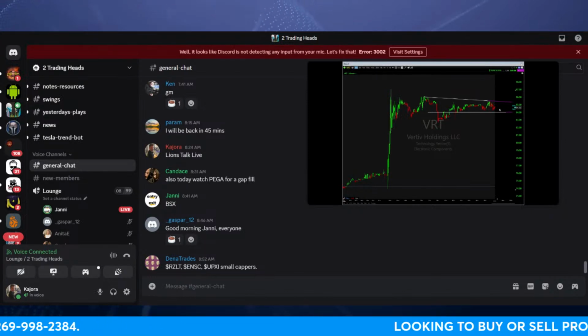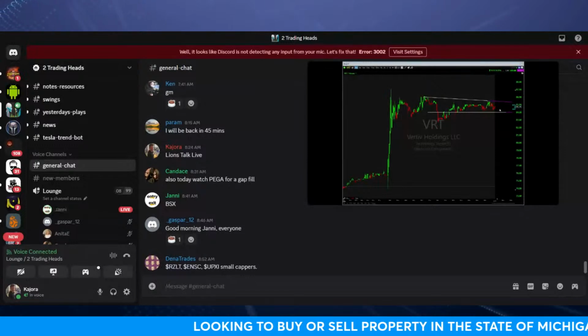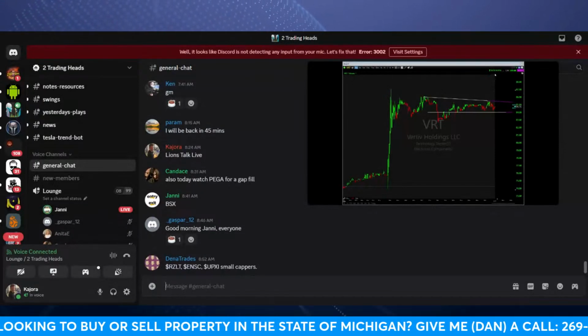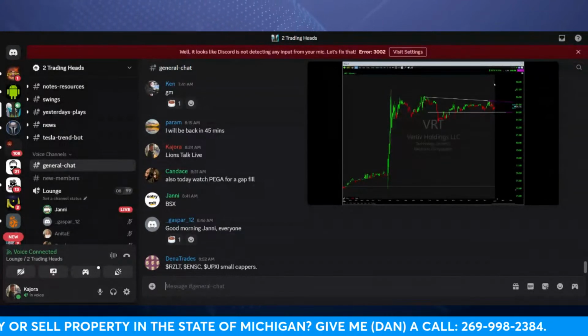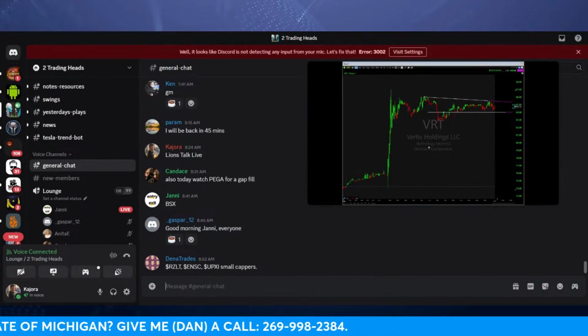You need to break that 84 line. Look how tight it is right now. So this one can easily break through that resistance and push higher on VRT. Okay, so definitely keep an eye on it. Beautiful setup on VRT.